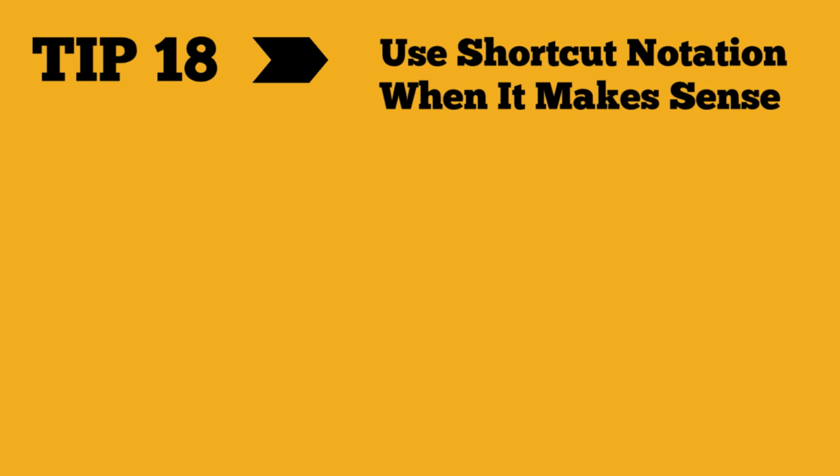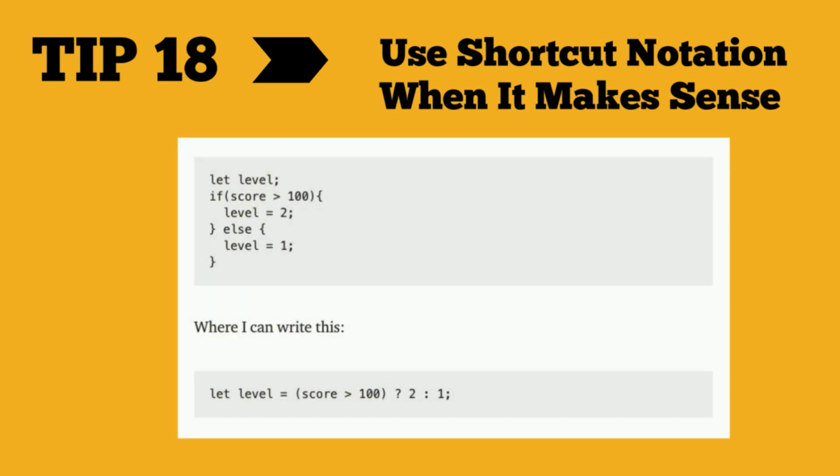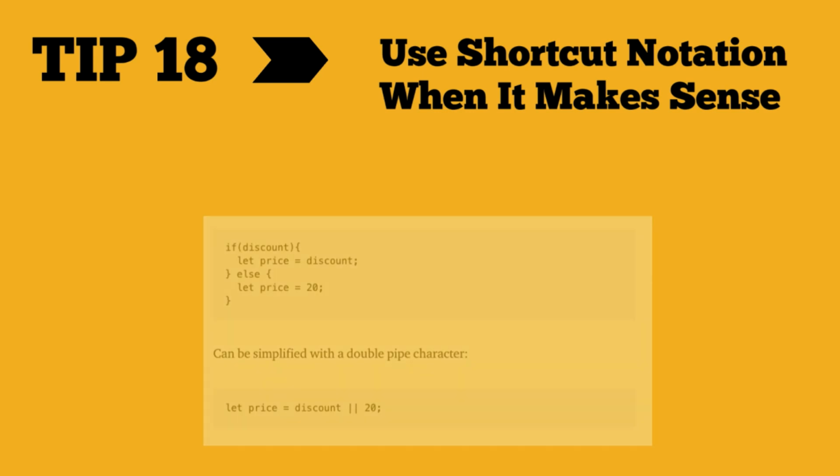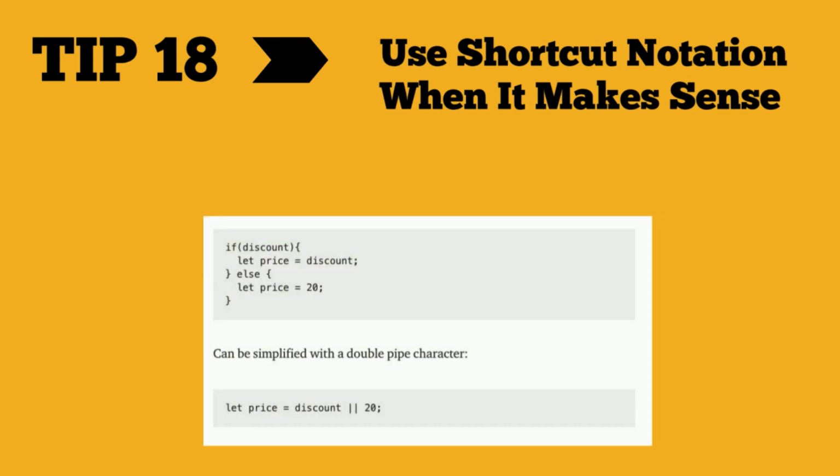Conditions are where I find it most useful. No need to write this when you can write this. And this little example can be simplified with a double pipe character. The price will have a value of 20 if the discount is undefined. See the link with more examples.